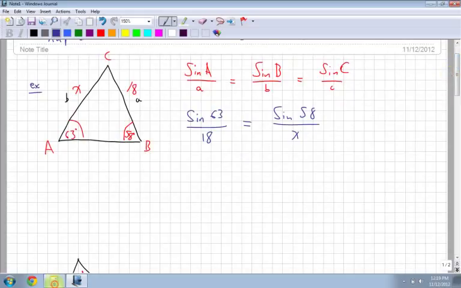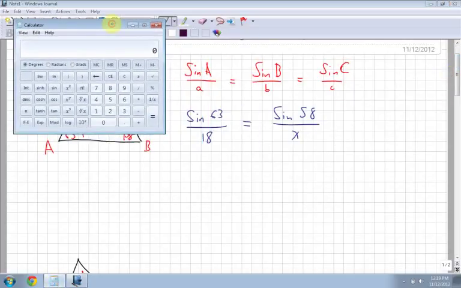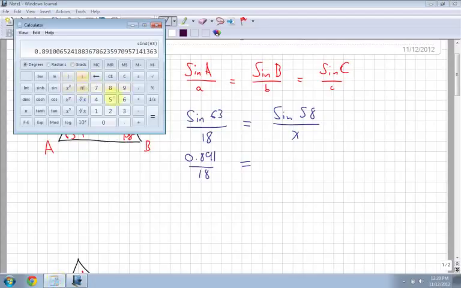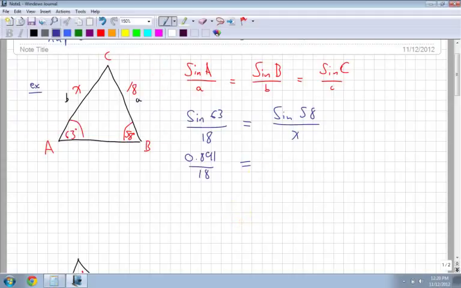So next thing I do is a bit of calculator work. I have to do sine 63 on the calculator using degree mode. So I have 63, then I hit sine, so I get 0.891. So 0.891 divided by 18 is equal to sine of 58, which is 0.848, over x. This is how I solve these things.